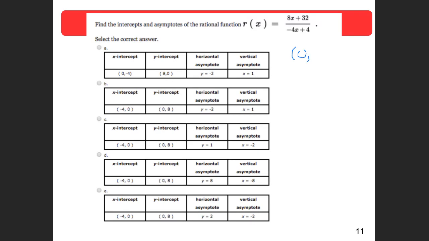So I'm going to put 0 in for x. If I put 0 in here, I get 32 over 4, which is what, 8? So I got (0, 8). That's my y-intercept, right?